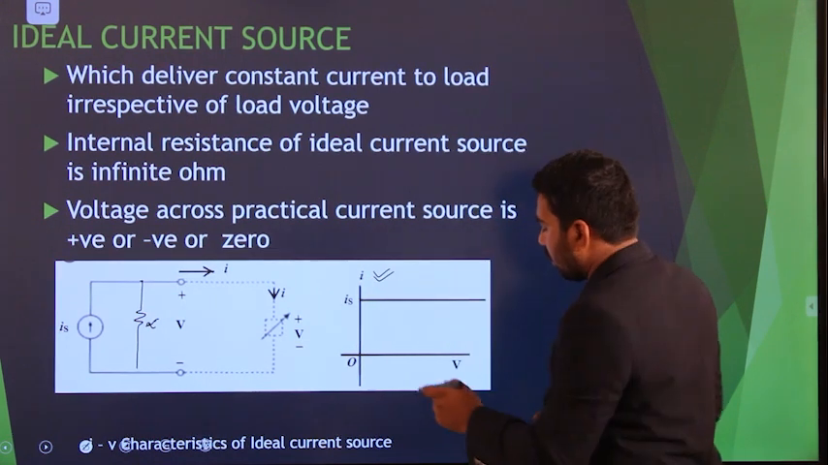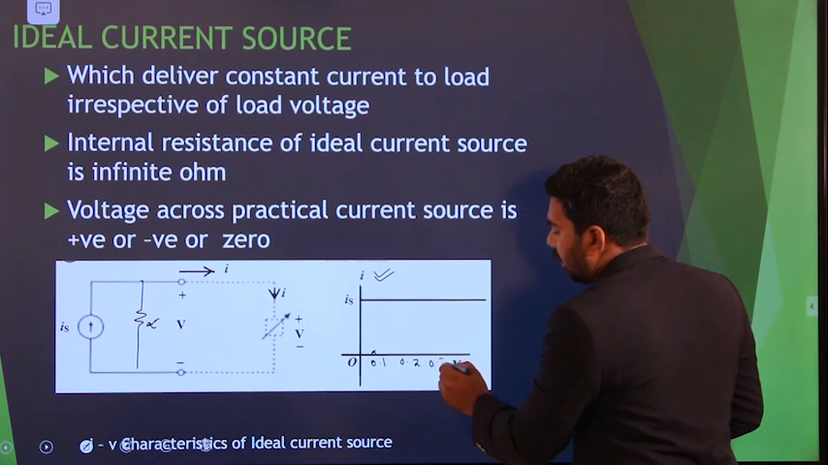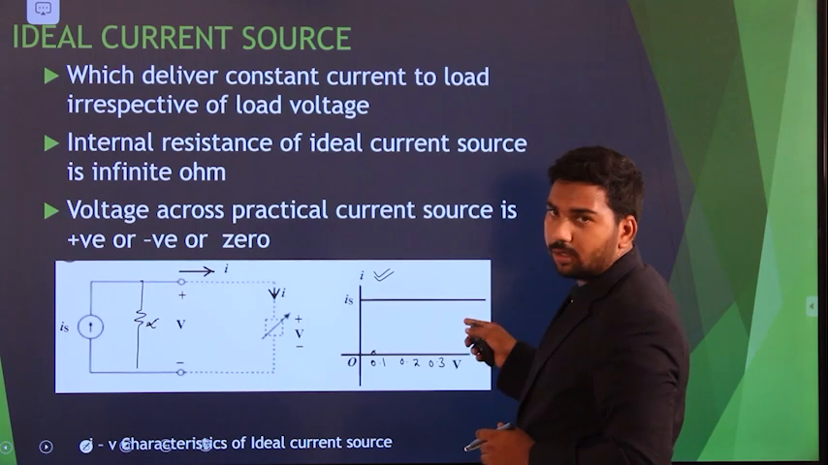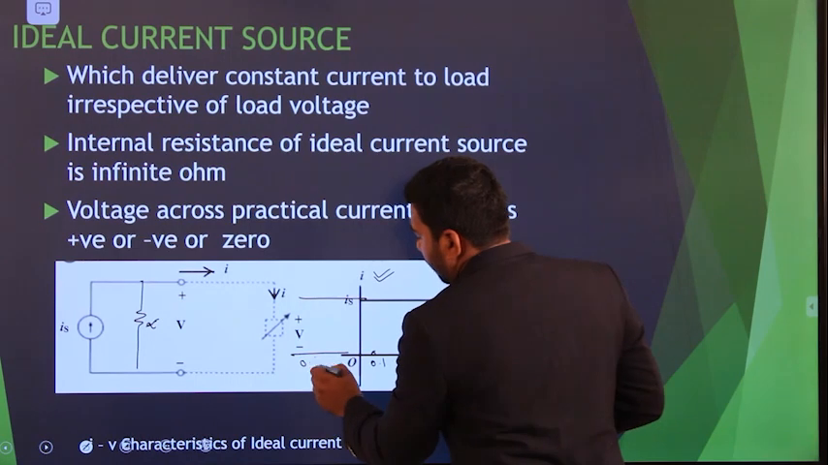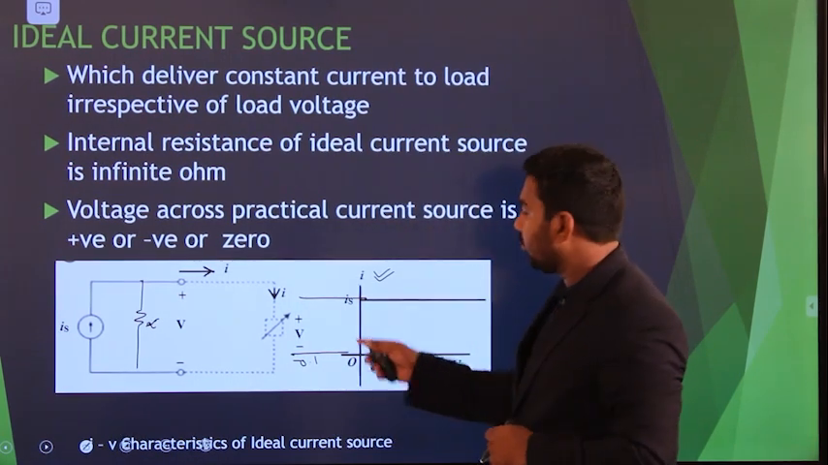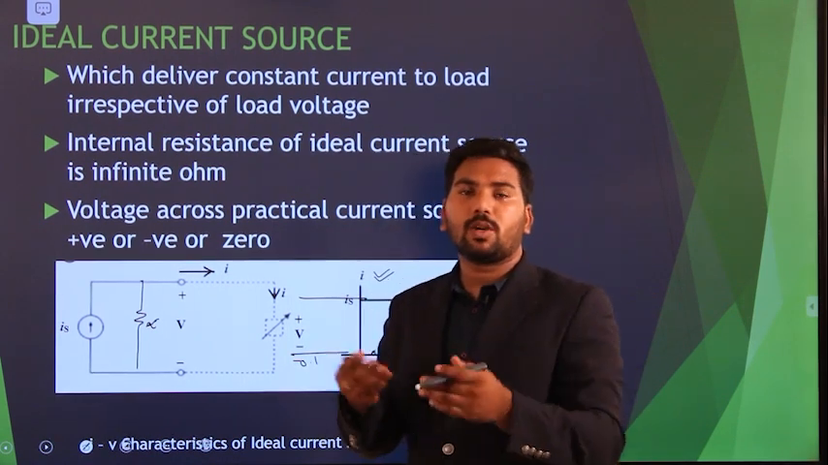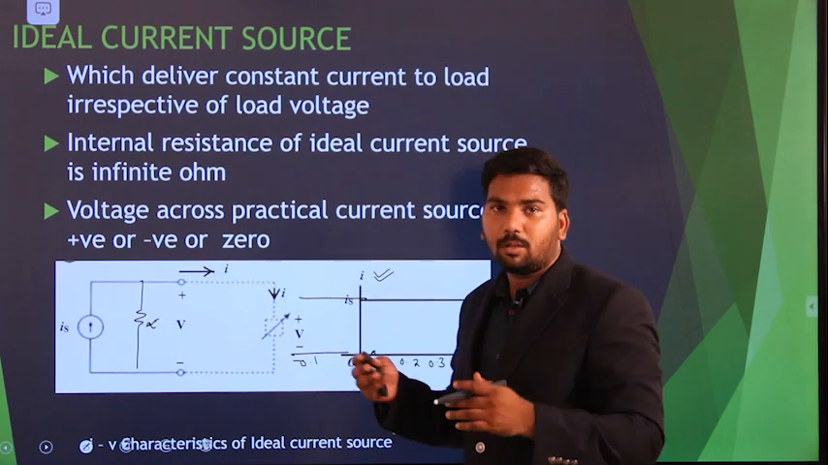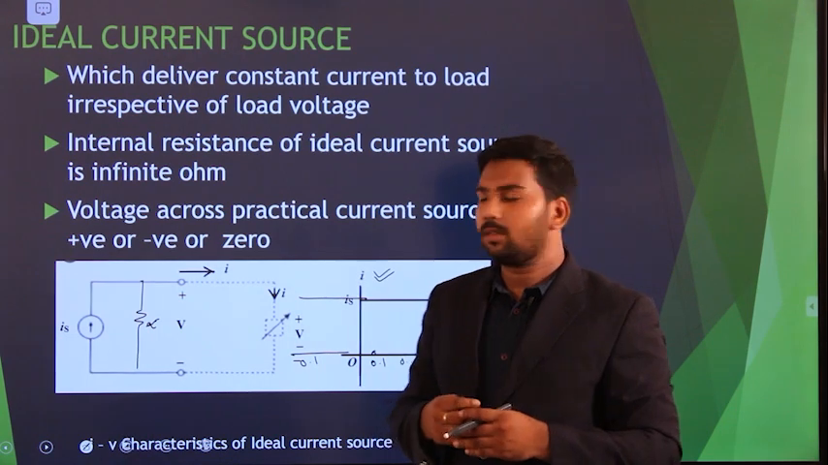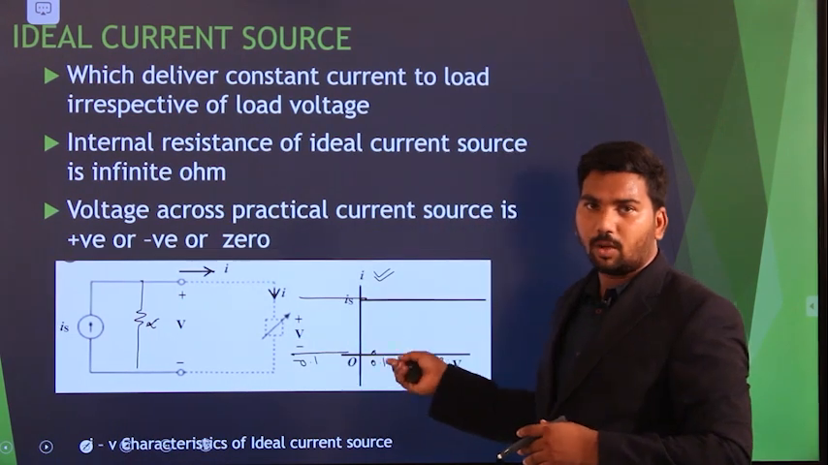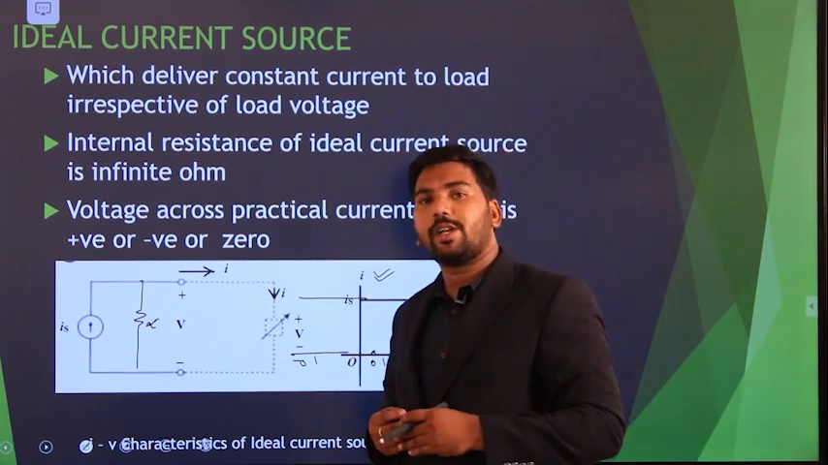Whatever the voltage may be, 0.1 volt, 0.2 volt or 0.3 volt, the current is constant, some number. It is constant for negative voltage also, minus 0.1 volt. The current may be 1 ampere, minus 1 ampere, minus 2 ampere. It may be positive or negative for all the voltages, but it is constant.